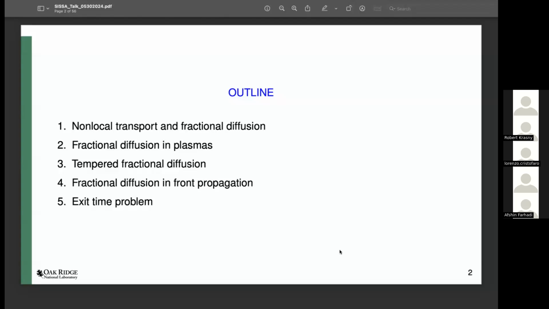And I think it's a topic that deserves continued interest, which is the issue of tempered fractional diffusion. Then I'm going to touch upon something that might not be directly connected to plasma physics, but hopefully will be of your interest, which is the role of fractional diffusion in front propagation. And I will conclude the presentation with very recent topics on the exit time problem for fractional diffusion problems.